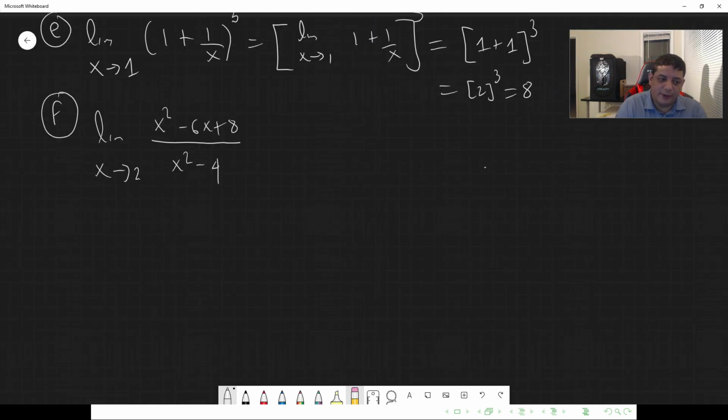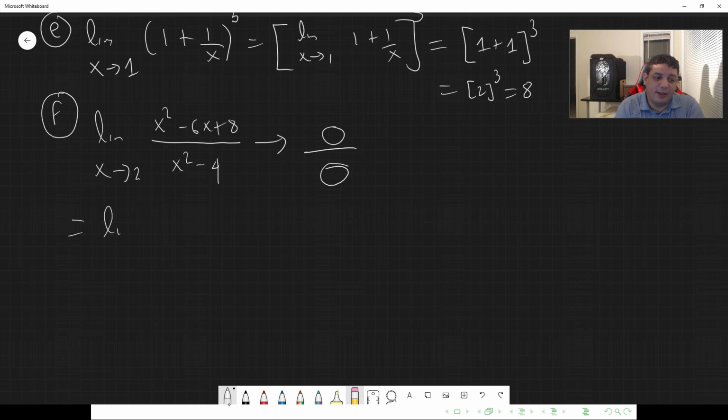So first notice that if you plug in 2 immediately, the denominator is going to become 0. This is 0 on the denominator. And if you plug it into the numerator, you get 4 minus 12, which is minus 8, plus 8. That's going to be 0. So this is a 0 over 0 situation again.